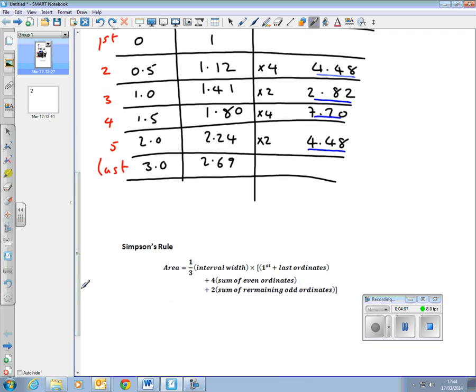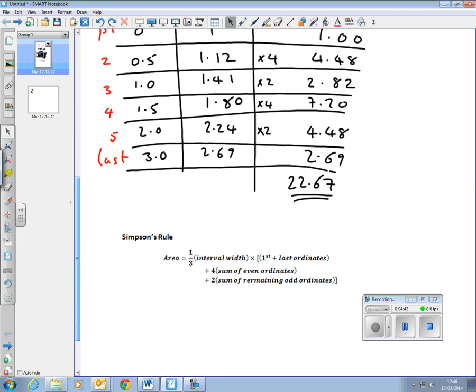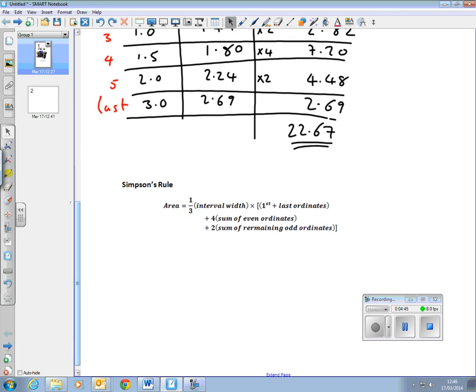Now if we look at Simpson's rule, what I need to do is add the first, the last, the sum of the 4 times even ordinates and sum of 2 times remaining odd ordinates. In other words, I have to now add together these values and the first and the last, which are these two. So I'd probably carry these over to here and then just add up that column. So this gives 22.67.